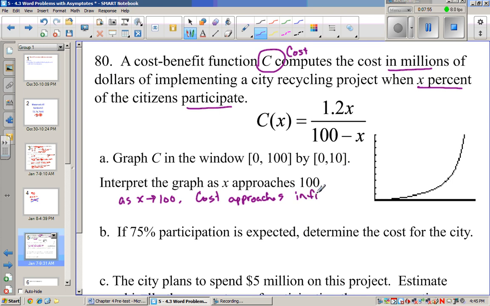Now, we're going to make sense of this. The reason is we're talking about 100% participation. And basically, this is telling us 100% participation is impossible or incredibly costly.